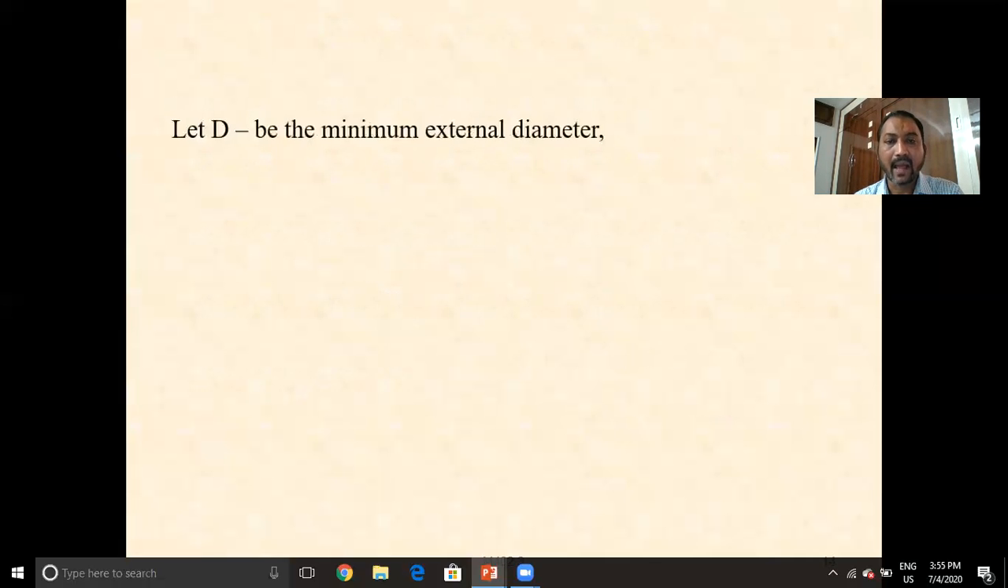After finding out the area, now our main aim is to find out the outside diameter of the tube. So let capital D be the minimum external diameter of the column. We know that the formula for the area of the column is equal to pi by 4 into capital D square minus small d square. So this is the cross section area for a hollow tube.